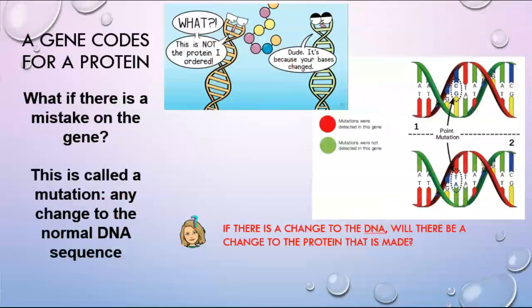So since we've learned that a gene on a chromosome, or a collection of nucleic acids on a DNA molecule, code for a protein eventually, what if there's a mistake on the gene or in the sequence of nucleic acids? This is called a mutation. Any change to the normal DNA sequence we would consider a mutation.